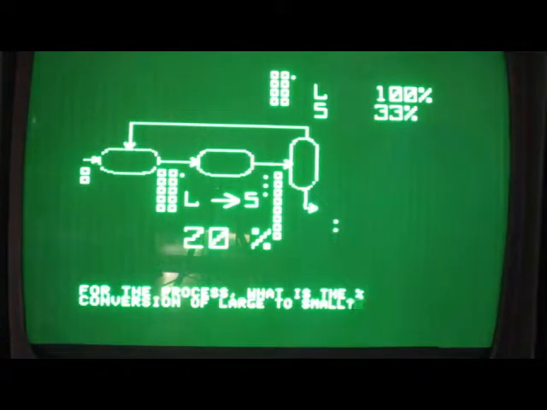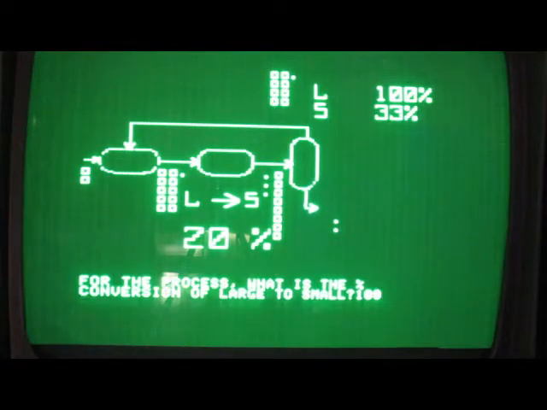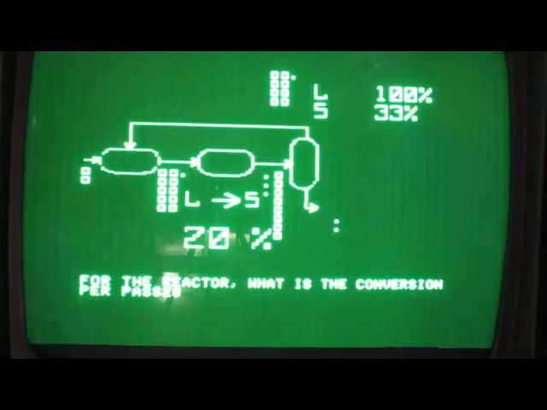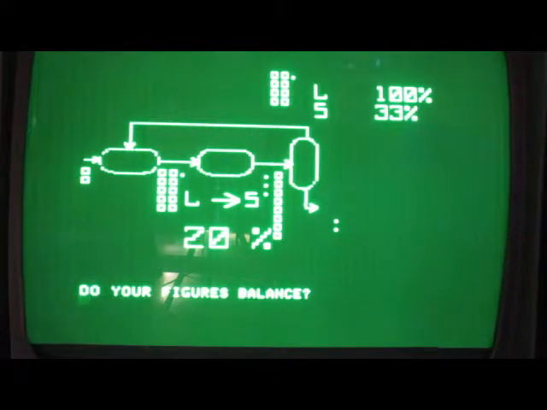For the process, what is the percent conversion of large to small? We have 2 large come in and 2 small go out, so the conversion is 100%. For the reactor, what is the conversion per pass? That's 20%. Do the figures balance? I believe they do.